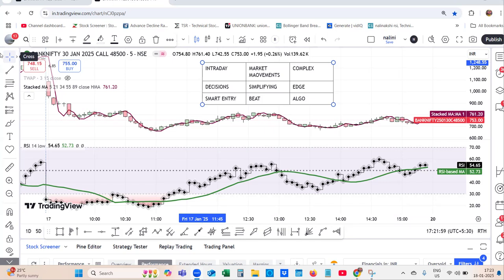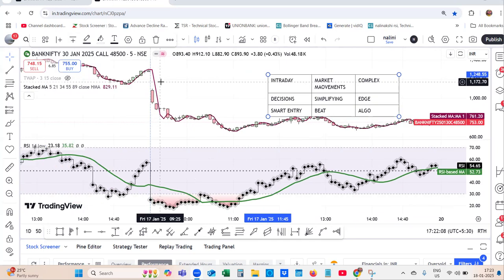to get a smart entry. I'm tweaking the RSI in the form of a line chart, step line chart. Because pattern identification in RSI is a very secret tool which will fetch you a lot of money.